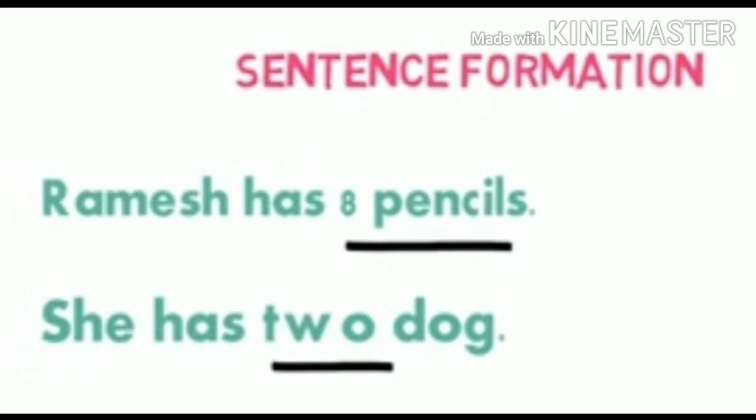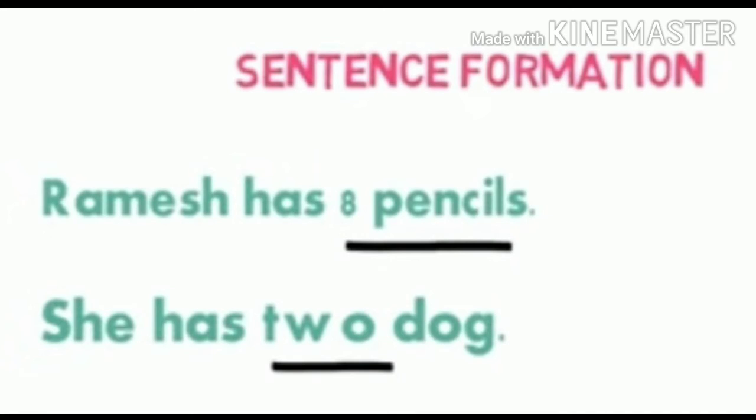Now see the number example. Ramesh has 8 pencils. So here, 8 pencils is a countable noun. Next, she has 2 dogs. So here, which countable noun comes? Yes, 2 dogs. It means we can count it. So children, you understood how to identify countable nouns. Nouns we can count are countable nouns, and they have singular or plural forms.